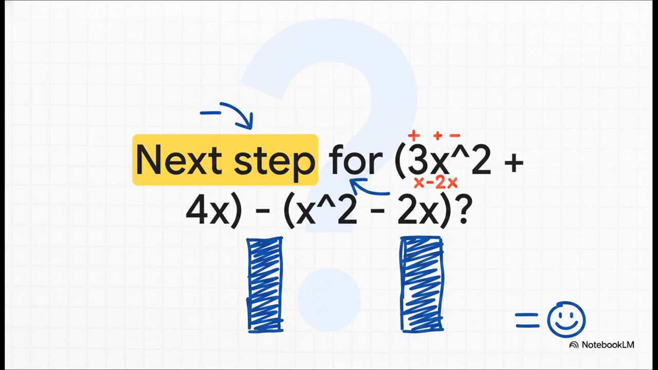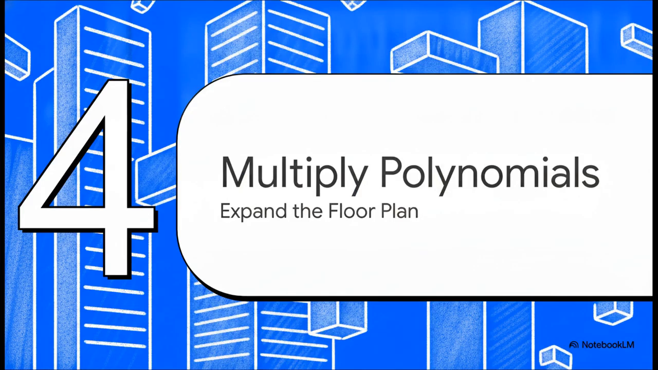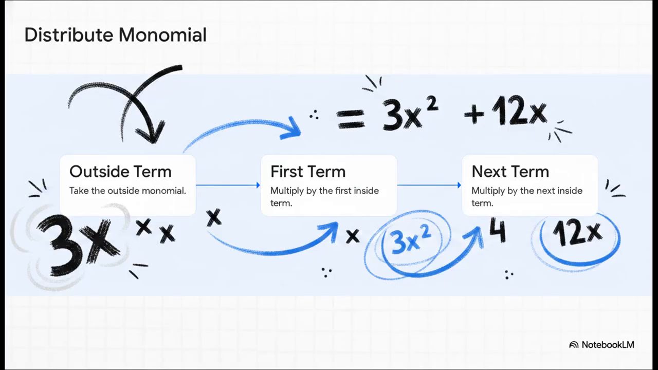Once we do that, we can stack and add safely. All right, Section 4, multiplying polynomials, expanding the floor plan. Let's expand our floor plan now by learning how to multiply these building blocks together. This is where our structures start taking up some real space. We're going to start simple, multiplying a single term, a monomial, by a polynomial.